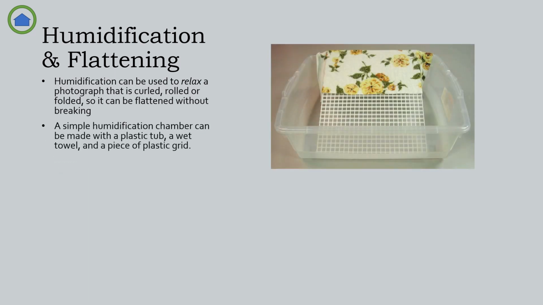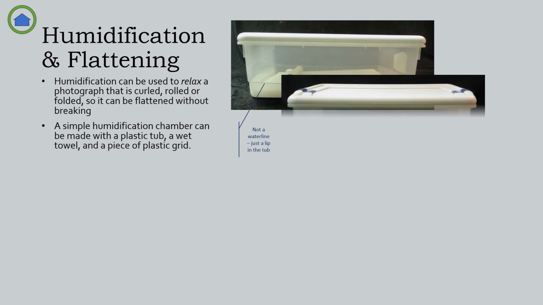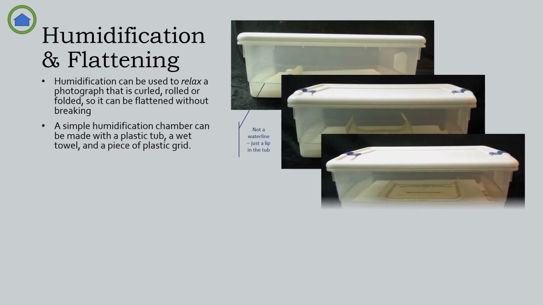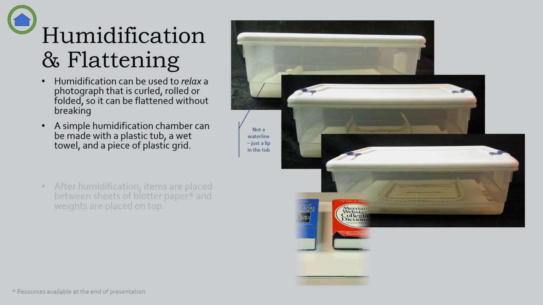A simple humidification chamber can be made with a plastic tub, a wet towel, and a piece of plastic grid. The idea is to create an enclosed space with higher humidity. In this setup, the wet towel provides the moisture source, while the plastic grid keeps the materials being humidified from getting wet. In this sequence, a tightly rolled document is unrolled as it is humidified. Items should be humidified until they feel cool to the touch and flexible.